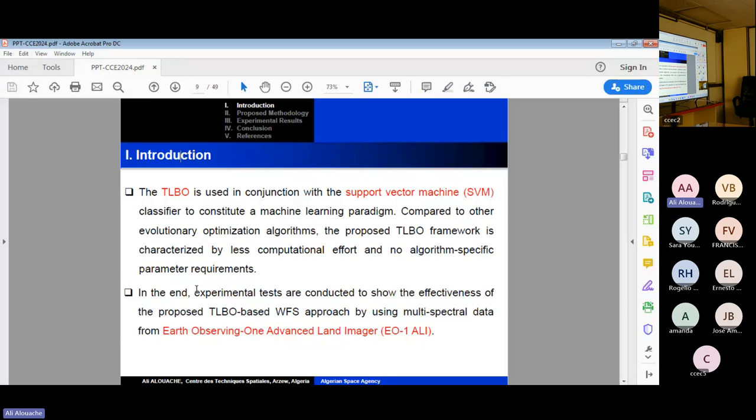The TLBO is used in conjunction with the support vector machine classifier to constitute a machine learning paradigm. Compared to other evolutionary optimization algorithms, the proposed TLBO framework is characterized by less computational effort and no algorithm-specific parameter requirements. In the end, experimental tests are conducted to show the effectiveness of the proposed TLBO-based wrapper feature selection approach by using multispectral data from the Earth Observing-1 Land Imager.